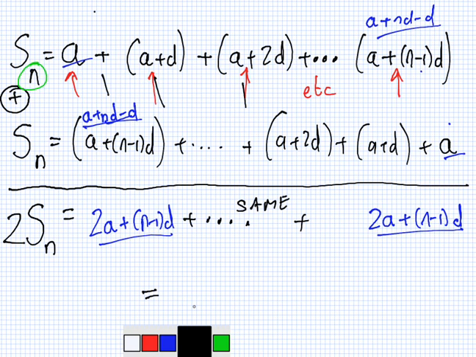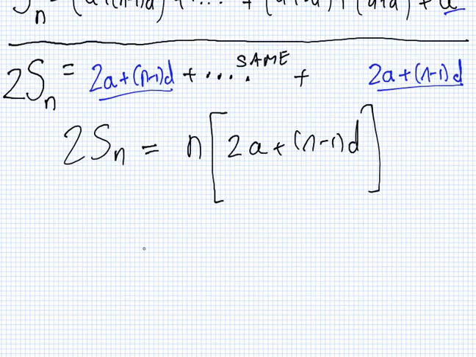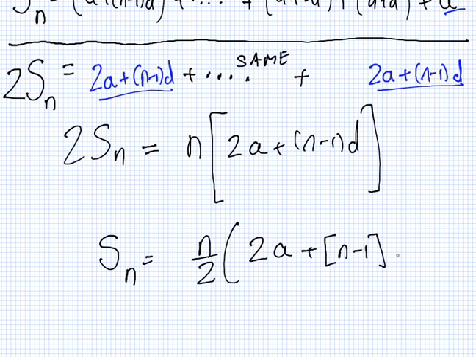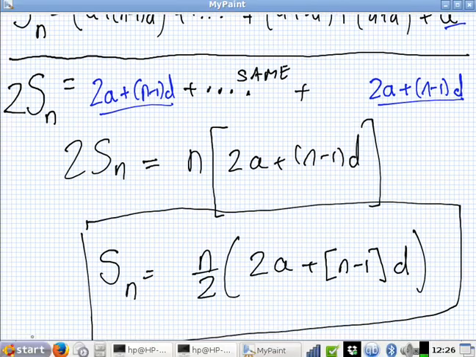Okay, so this means I can change this into n, multiply 2a plus n minus 1d. And with just one step left, I have my formula. I have Sn equals n over 2, 2a plus n minus 1d. This is the formula. Now, I'll show you how to use it in a moment, but this is the formula. So, I'll leave this up now.